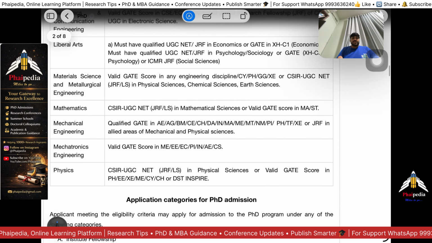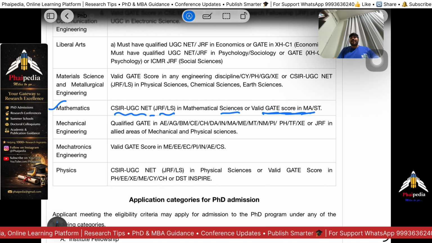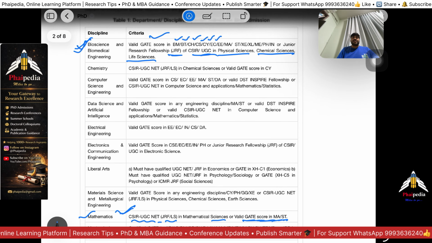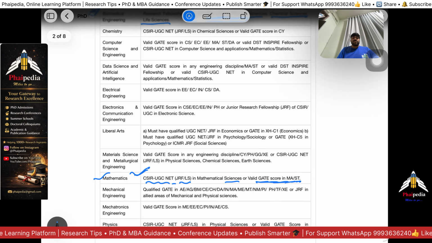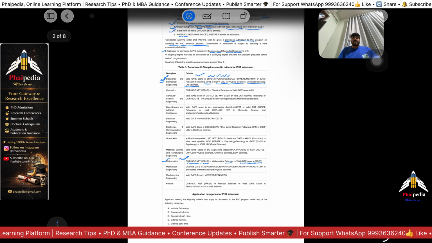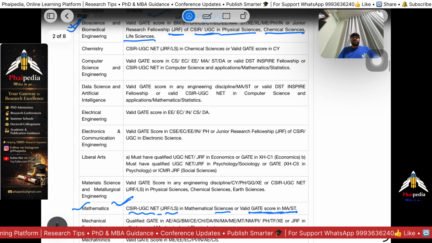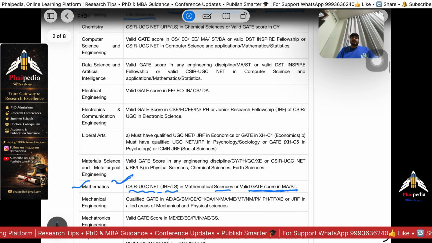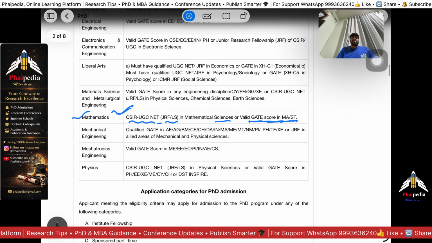Let's talk about mathematics. So if you have CSIR UGC NET or JRF or LS in mathematics science, or a valid GATE score in MA and ST, then you can apply to this department. So these are the disciplines and the required scorecards for applying to them. You can take a screenshot of these so that you can refer to them in future. Also, I will share this on our Telegram channel Phaipedia. You can search and join there so that you can get the notifications related to this.